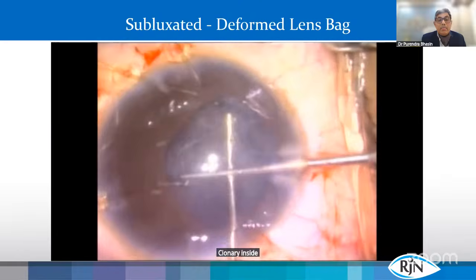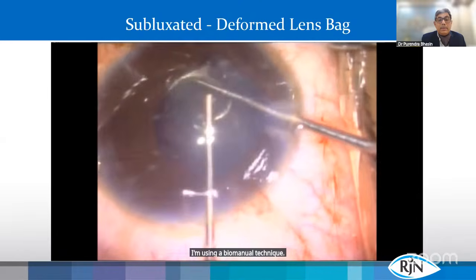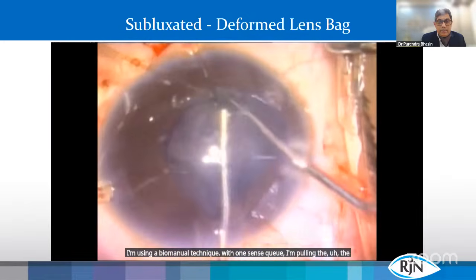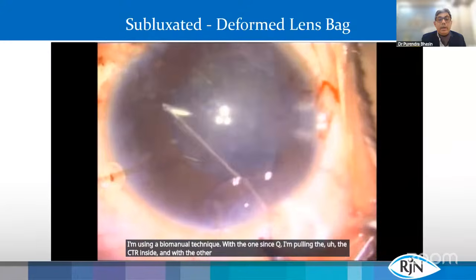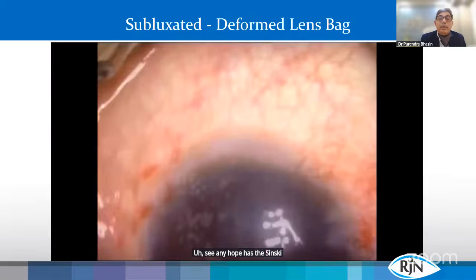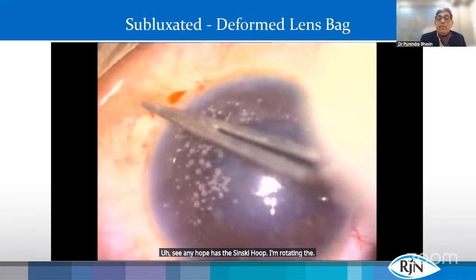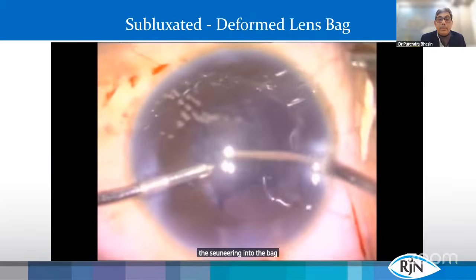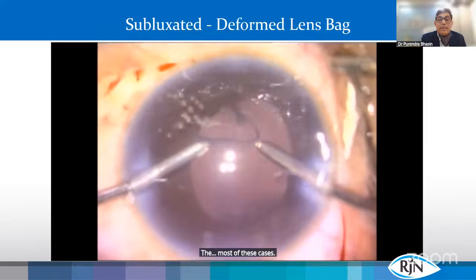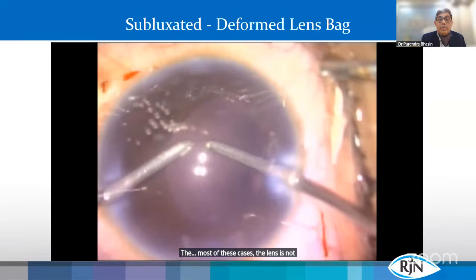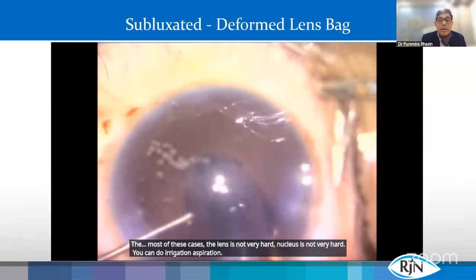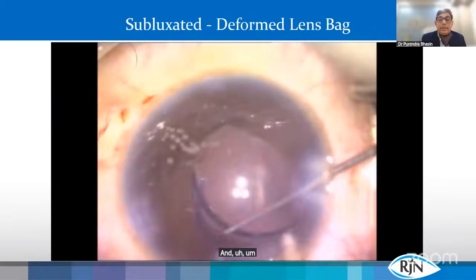I'm using a bimanual technique with one Sinskey hook. I'm pulling the CTR inside, and with the other Sinskey hook, I'm rotating the CTR into the bag and placing it into the bag. In most of these cases, the lens is not very hard. The nucleus is not very hard. You can do irrigation aspiration, and the lens is placed inside the bag.